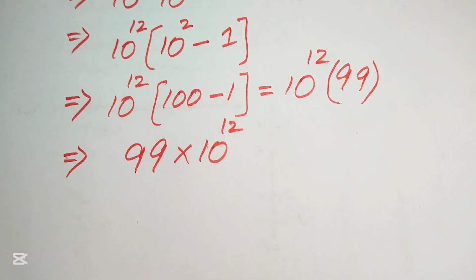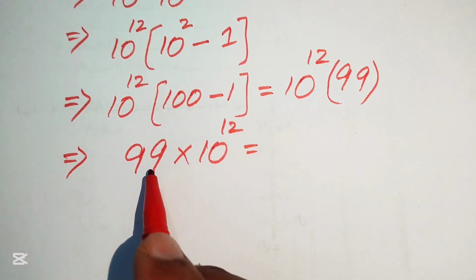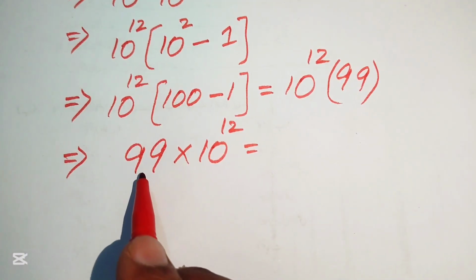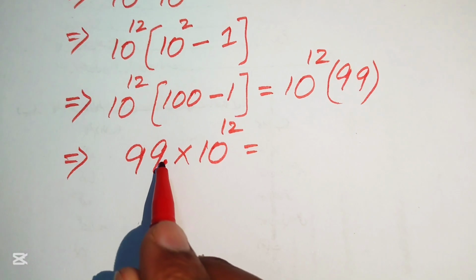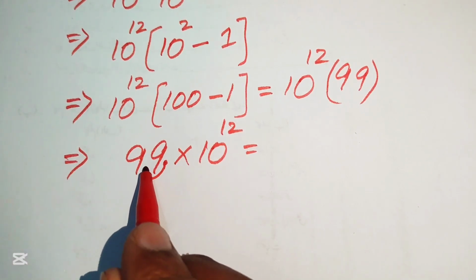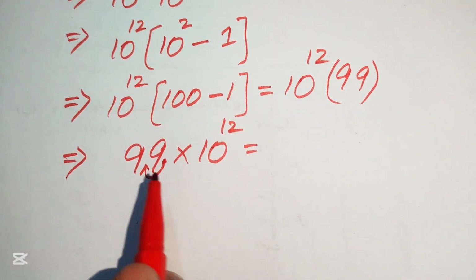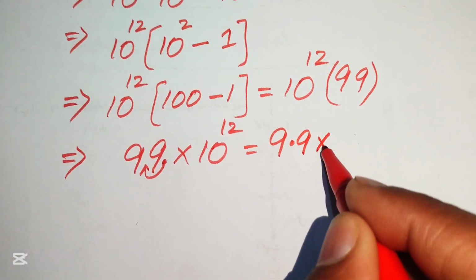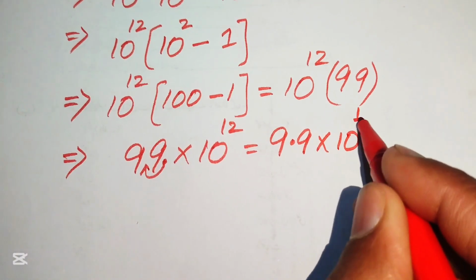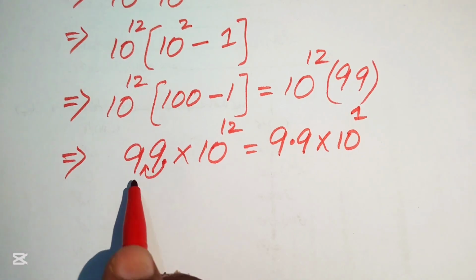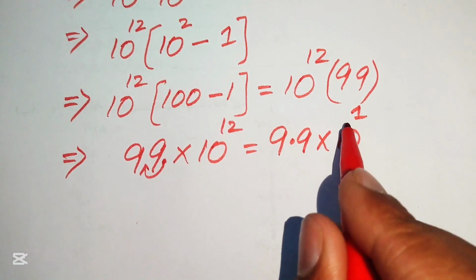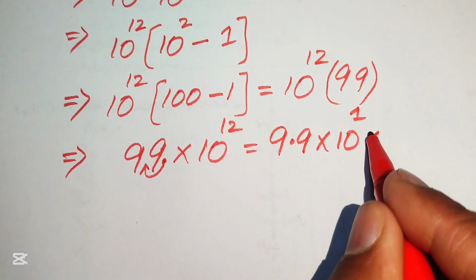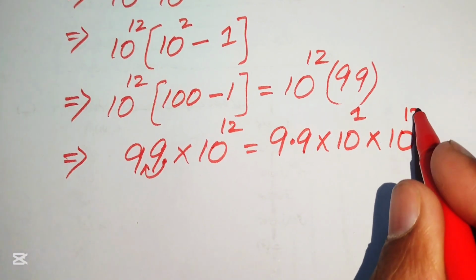So here you see that this is 10 to the power of 12, and this is not in scientific notation. So now first we need to convert this into scientific notation. If you focus on this term, we have the decimal here. So now we move this decimal to one digit before this 9. So we write it as 9.9 multiplied by 10 raised to power 1, because we move the decimal by one digit, and this is our 10 to the power of 12.